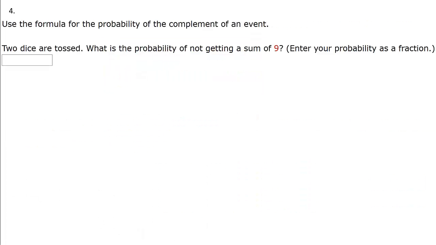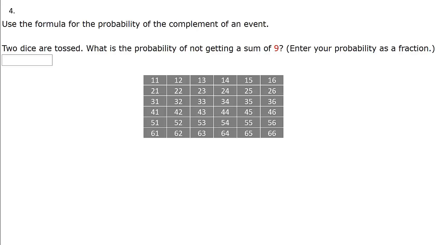Number 4, use the formula for the probability of the complement of an event. 2 dice are tossed. What is the probability of not getting a sum of 9? And enter your probability as a fraction. So if you remember when we roll 2 dice, my recommendation is you make this 6-by-6 table showing each of the 36 possible outcomes.